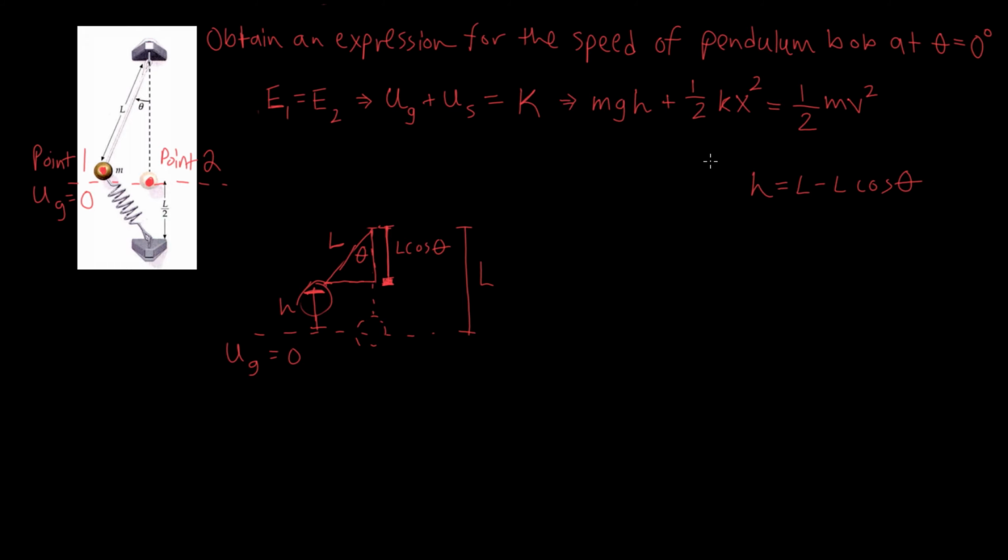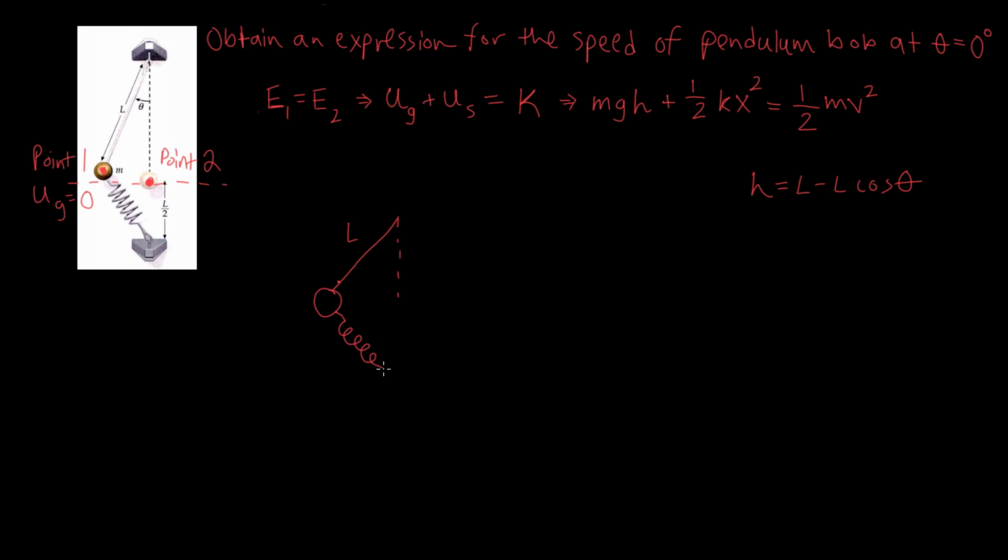Now the variable that we need to find is x. X represents, so initially the pendulum is at its equilibrium position, but now since we're stretching the spring from the equilibrium position, we have to come up with an alternative expression for x in terms of our given variables. So let's draw a larger diagram in order to find the value of x.